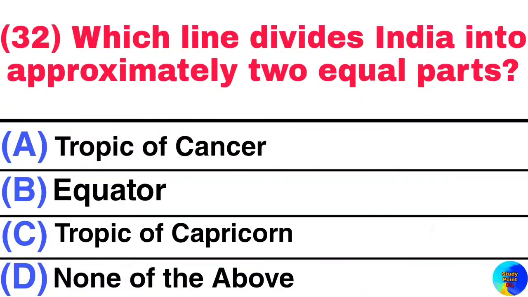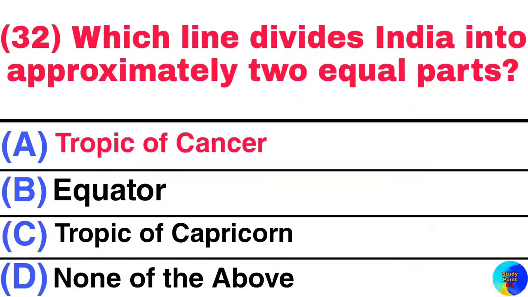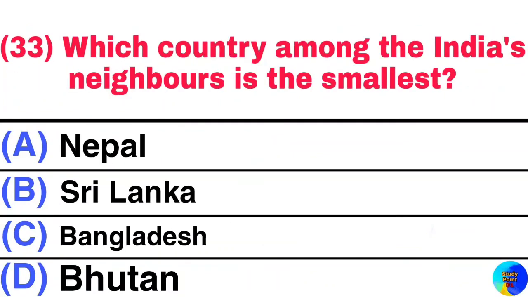Question number 32. Which line divides India into approximately two equal parts? A. Tropic of Cancer, B. Equator, C. Tropic of Capricorn, D. None of the above. Answer. Tropic of Cancer. Question number 33. Which country among India's neighbors is the smallest? A. Nepal, B. Sri Lanka, C. Bangladesh, D. Bhutan. Answer. Bhutan.